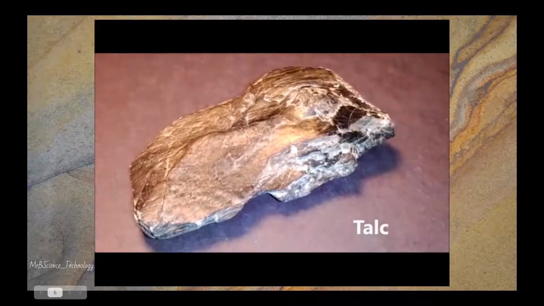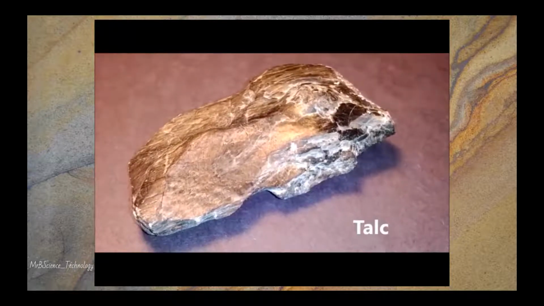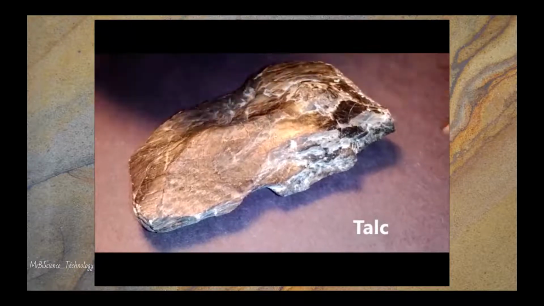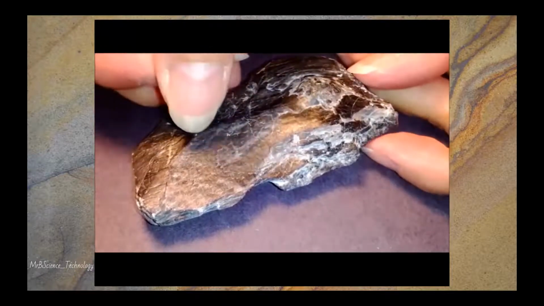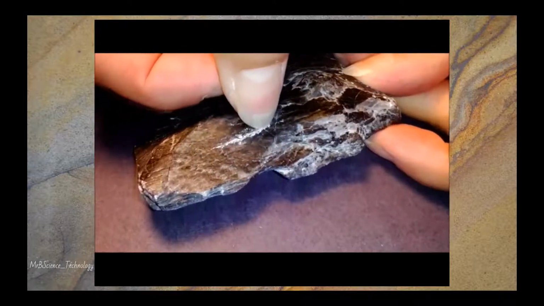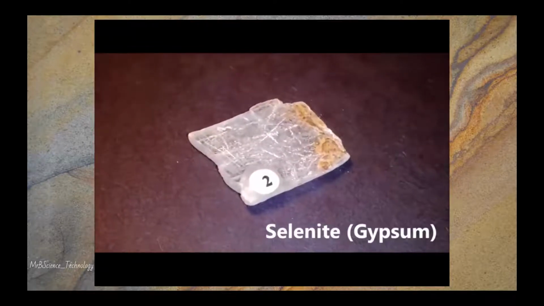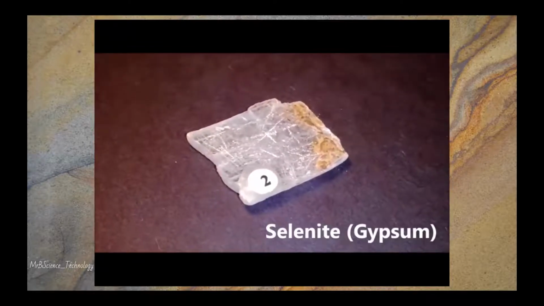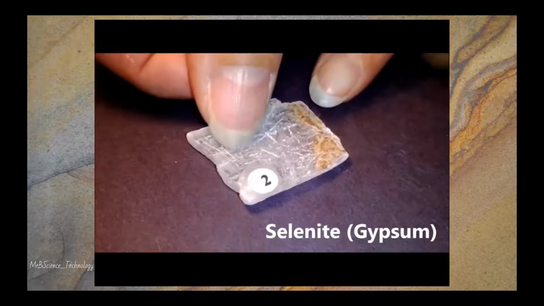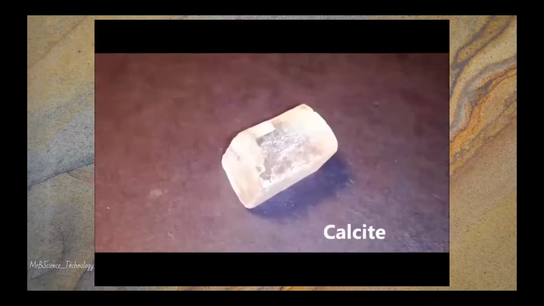All right, the first one, like I said, is talc. And remember, we said that they aren't always the same color. The picture of talc I showed you is much different than how this one looks. It's a completely different color. But here she goes using her fingernail, which remember was at a 2.5. So sure enough, she is able to scratch into the talc. Then we have selenite, which is also known as gypsum. And once again, her fingernail is a 2.5, so she is able to scratch the gypsum.